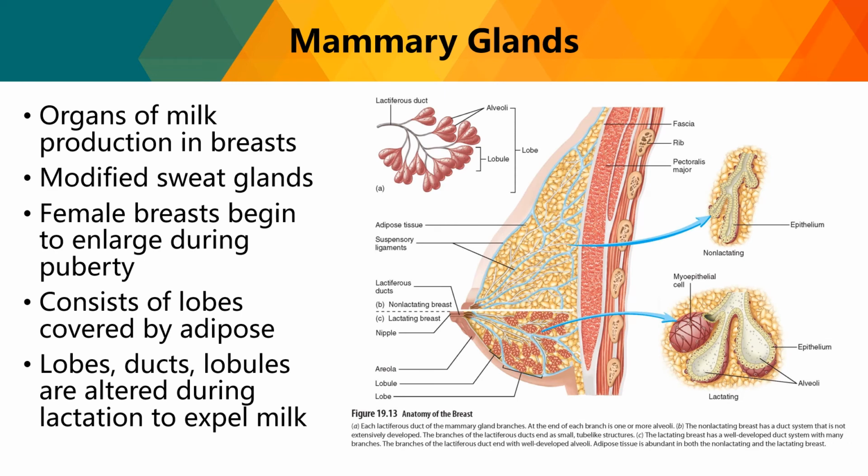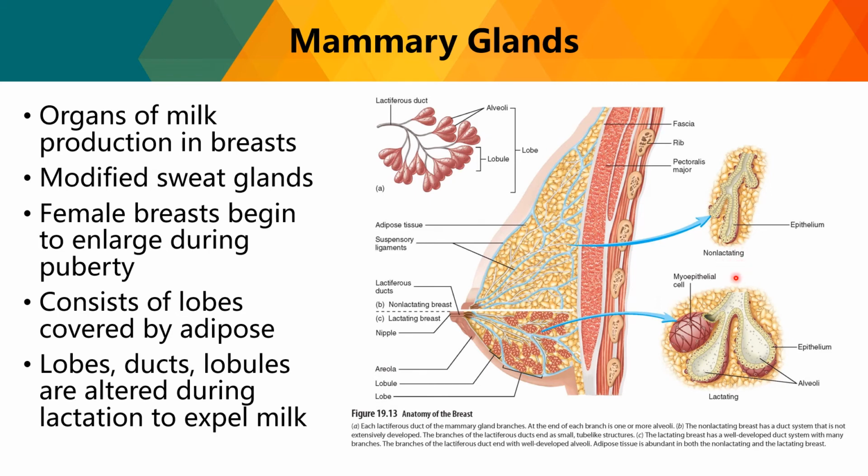And then, mammary glands. So, this is the organ for the milk production in the breast. This is actually a modified type of sweat gland. The female breasts begin to enlarge during puberty. It consists of lobes covered by adipose. And lobes, ducts, lobules are altered during lactation to expel the milk.